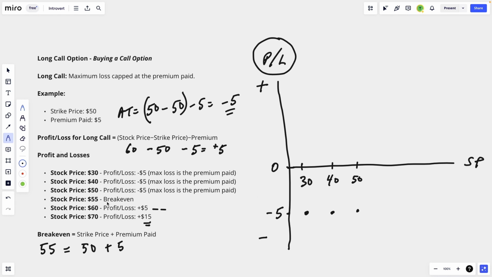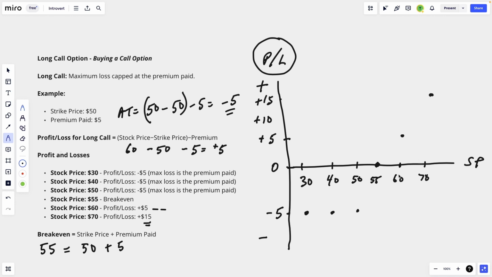At 55 now, we have a break even. So we have 0 here. That is going to be our spot for that one. And at 60, we are up positive $5. And at 70, we're up 15. So at 70, we're up 5, 10, 15.